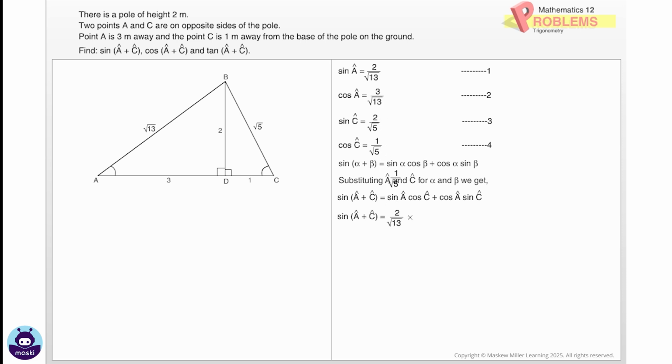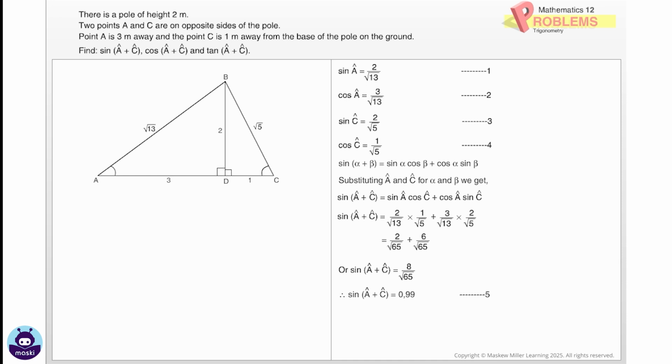sine of angle A plus angle C equals, or sine of angle A plus angle C equals 8 over root 65. Therefore, sine of angle A plus angle C equals 0.99.